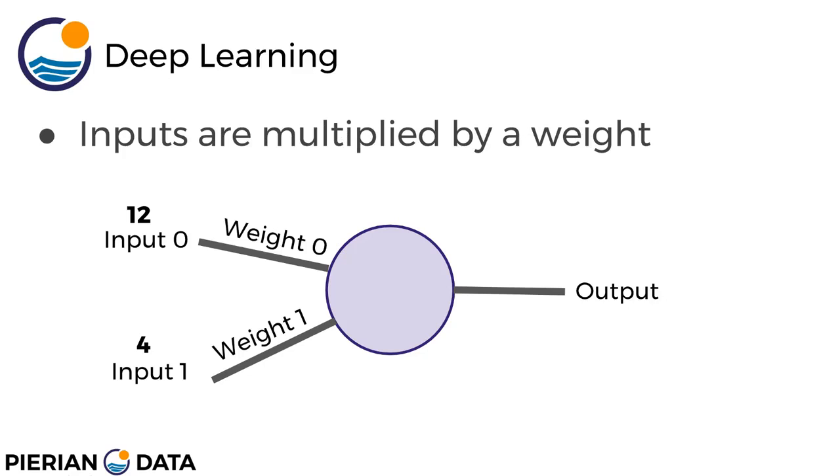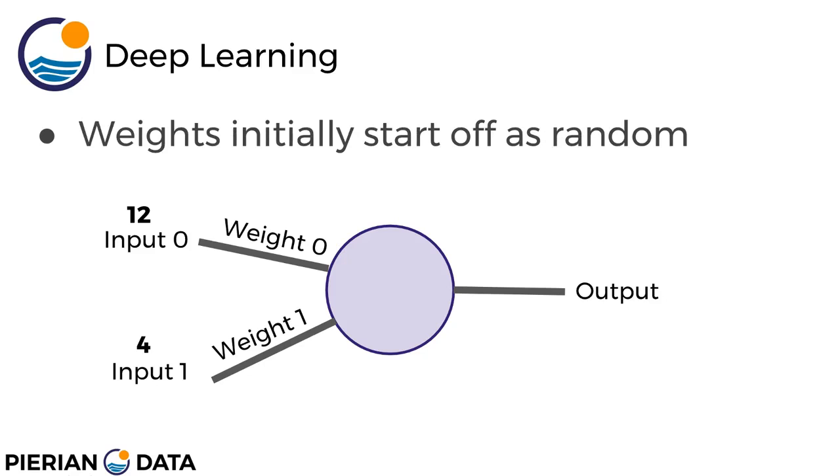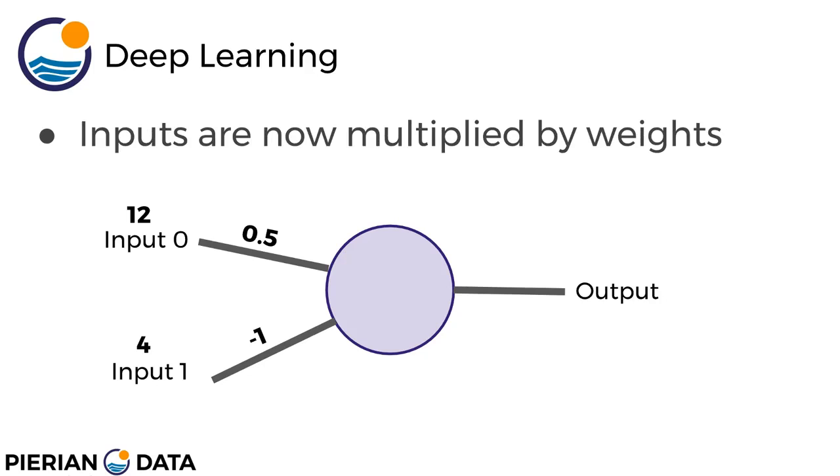Then the next step is to have these inputs multiplied by some sort of weight. So we have weight 0 for input 0 and weight 1 for input 1. Typically the weights are initialized through some sort of random generation, so you just choose a random number for these weights. In this case, we'll pretend that the random numbers chosen were 0.5 and -1. Again, the numbers here are pretty much arbitrary. Really focus on the general process. Now these inputs are going to be multiplied by the weights. That ends up looking like this: 12 times 0.5, or 1/2, equals 6, and 4 times -1 is equal to -4.